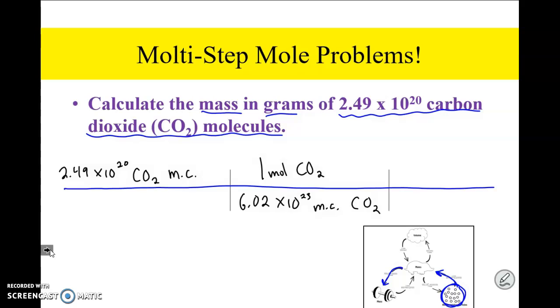And then I have to use molar mass. For every 1 mole of CO2, I would have to use the periodic table and calculate to get 44.0 grams of CO2. Final answer when we calculate, 1.82 times 10 to the negative 2 grams of CO2.